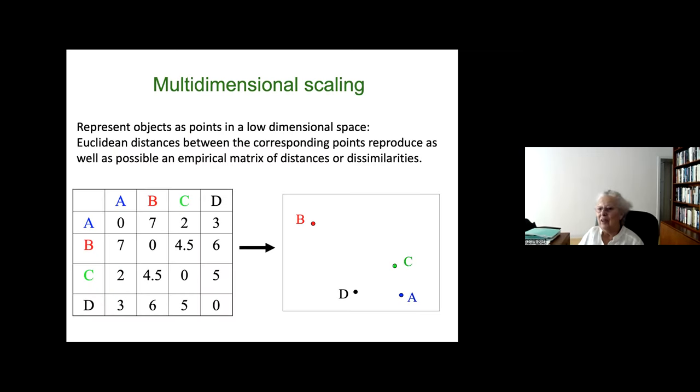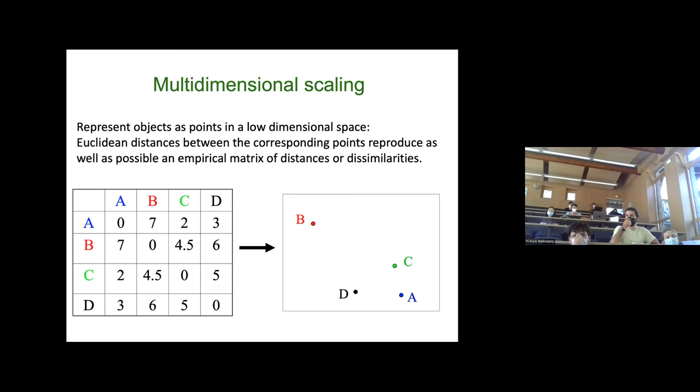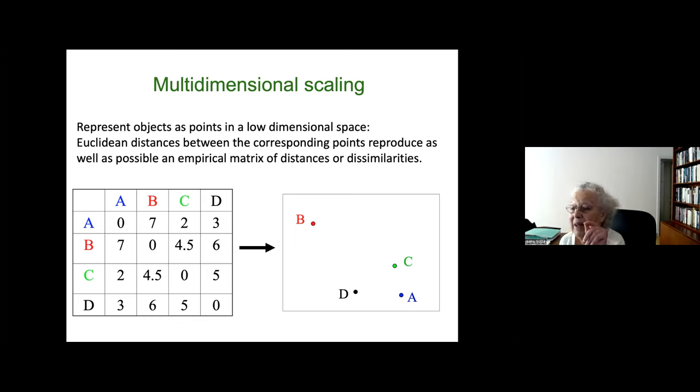Isomap is based on a very powerful idea, which is the idea of multidimensional scaling. And the idea of multidimensional scaling is that I give you a collection of objects, I give you a matrix of distances or dissimilarities between these objects, and I ask you to produce a space in which each one of these objects can be a point in this Euclidean space, so that the Euclidean distances between these points reproduce as well as possible this matrix of distances or dissimilarities. And the objects here, a priori, don't have to have any kind of Euclidean representation.